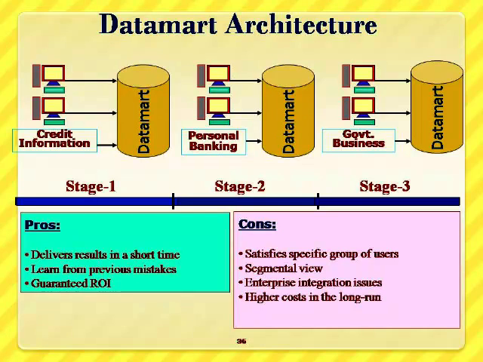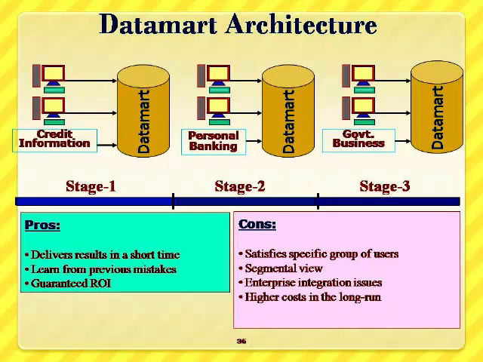The people in the other department may say these are the blue-eyed boys of the organization, therefore they are taken first and given more preference over others. So it satisfies only a specific group of users. In that process, while building the subsequent stages of the data mart, they may not cooperate satisfactorily. Those issues may come up.